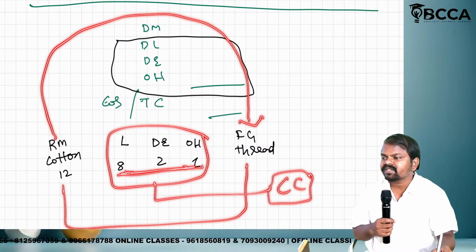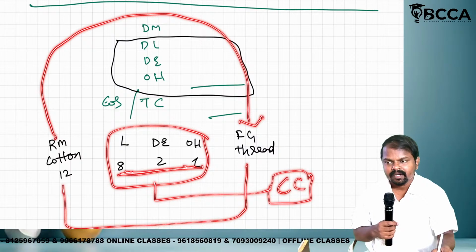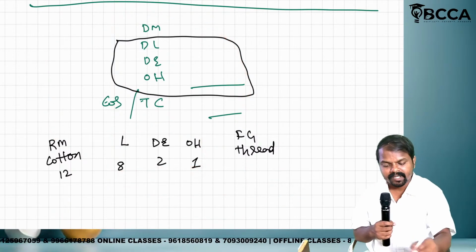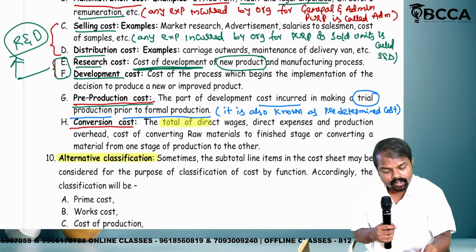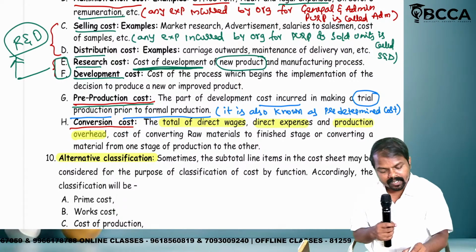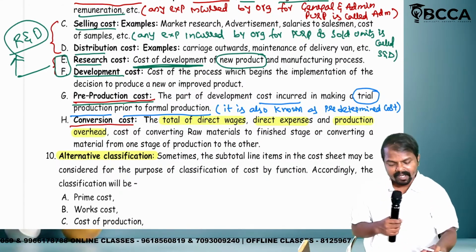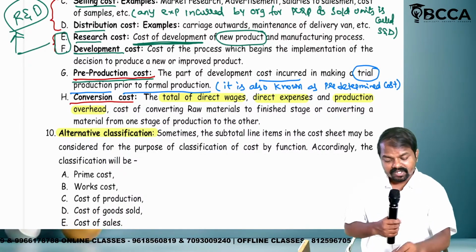What is meant by conversion cost? Other than material, that means labor, direct expense, overhead. Please check the concept book. What is a conversion cost? Total of direct wages, direct expense, and production overhead. Production overhead is called what? Conversion cost.